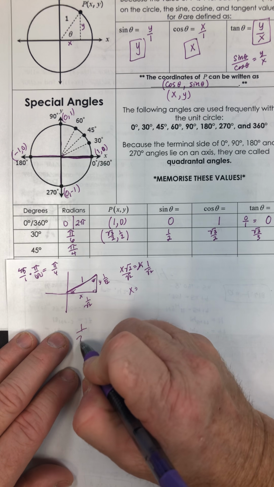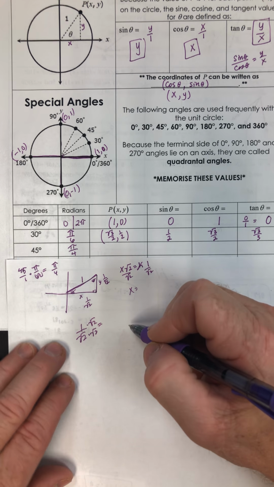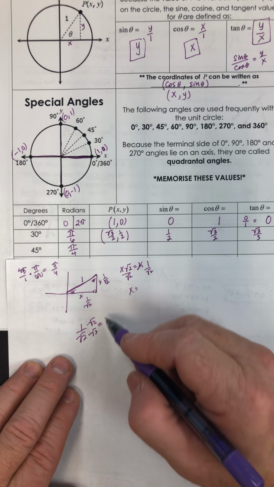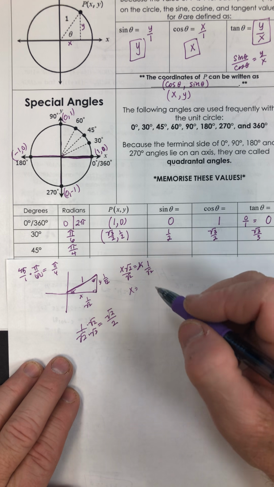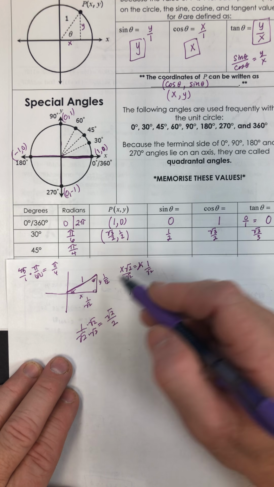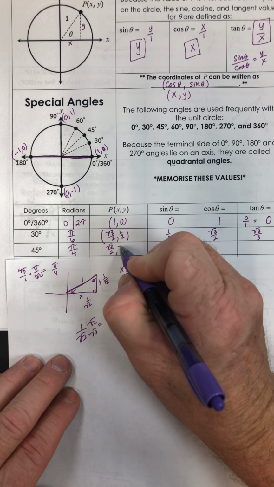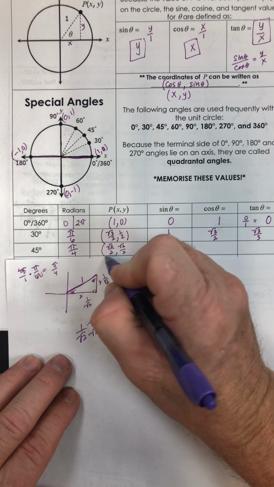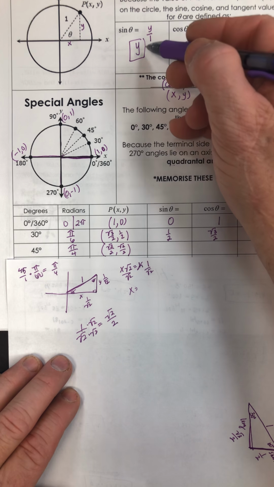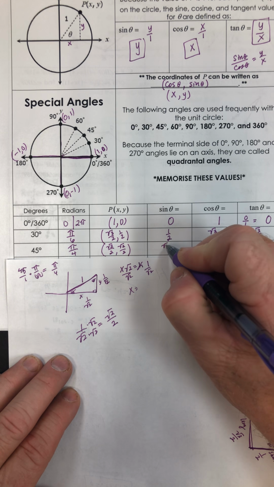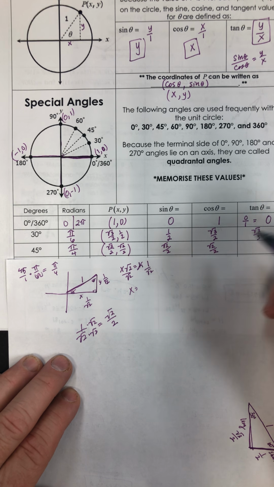But 1 over the square root of 2 can't be left like that. We have to simplify or rationalize the denominator. So we multiply by the square root of 2. Square root of 2 over 2. So now that becomes my x, and since they're the same, it's the x and the y. So square root of 2 over 2 and square root of 2 over 2. Okay, so the sine, which is the y value, is the square root of 2 over 2. Can't mess this one up because those two are the same.